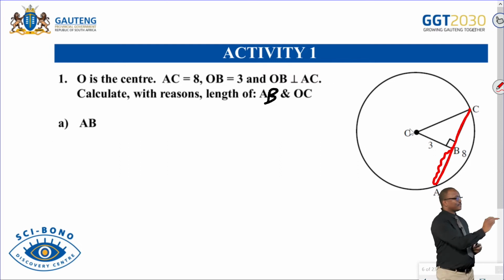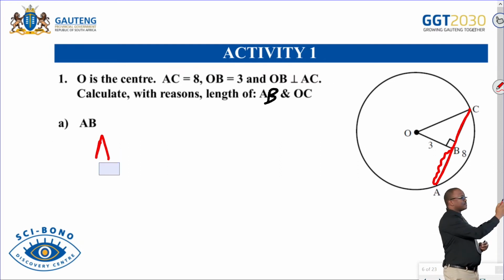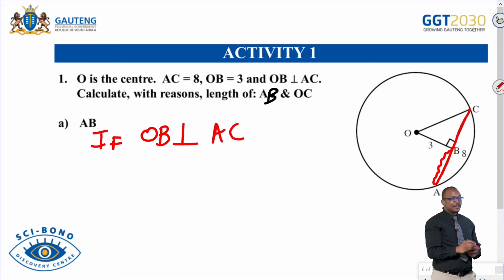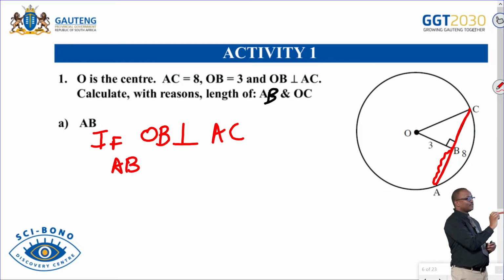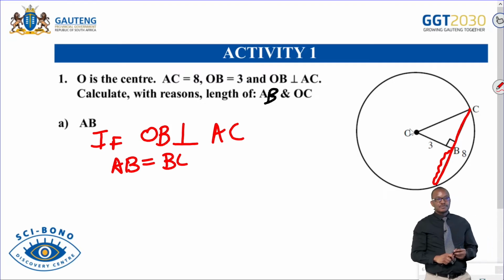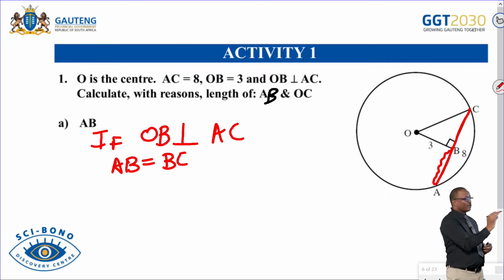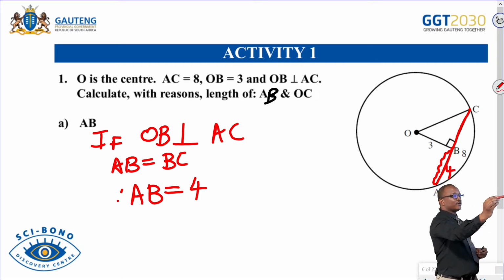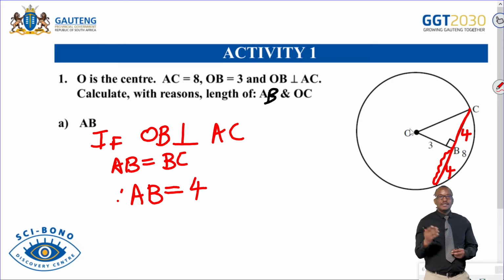Then now we know that if OB is perpendicular to AC, then we know that AB will be equal to BC. How to get it? So now we're going to say, therefore, AB is equal to 4, because if you say 4 plus 4, then you get 8. It means you get 4 there.